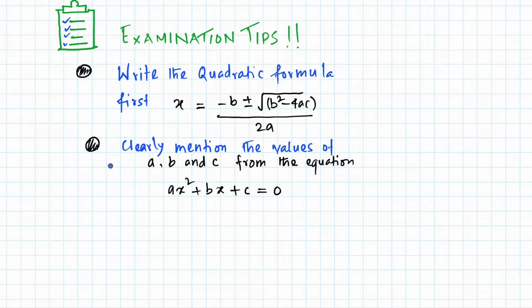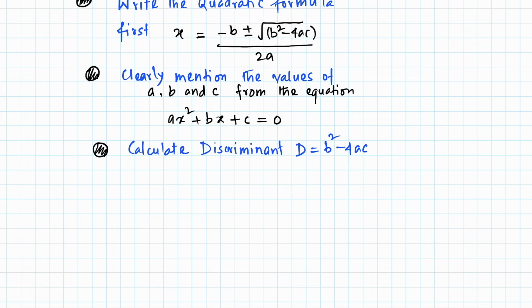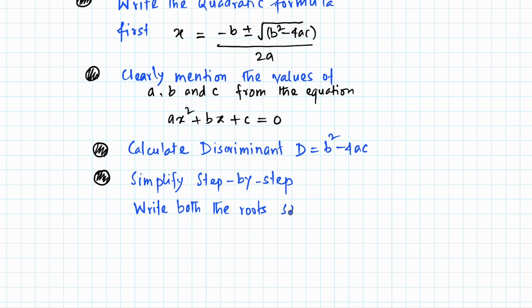So identify the values of a, b and c, then calculate the discriminant d, which is equal to b square minus 4ac, putting all the values correctly and then calculating it. Simplify step by step for the roots of the given quadratic equation. Write both the roots separately. These are all the steps you should follow during the exam.